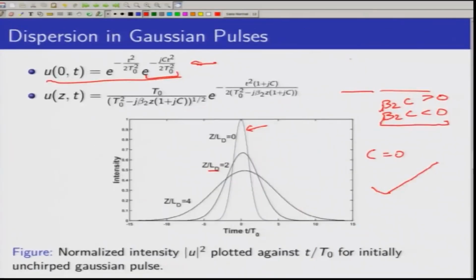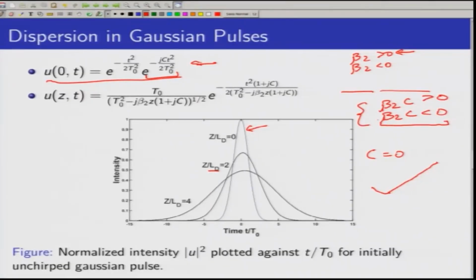And similarly, in the previous cases, whether beta 2 is greater than 0 or beta 2 is less than 0, the pulse will always broaden in the case of unchirped pulses. It does not depend on whether we are operating in the normal dispersion regime, which is beta 2 greater than 0, or the anomalous dispersion regime, which is beta 2 less than 0. However, if we induce some sort of chirping, then the sign of beta 2 becomes important as seen here.